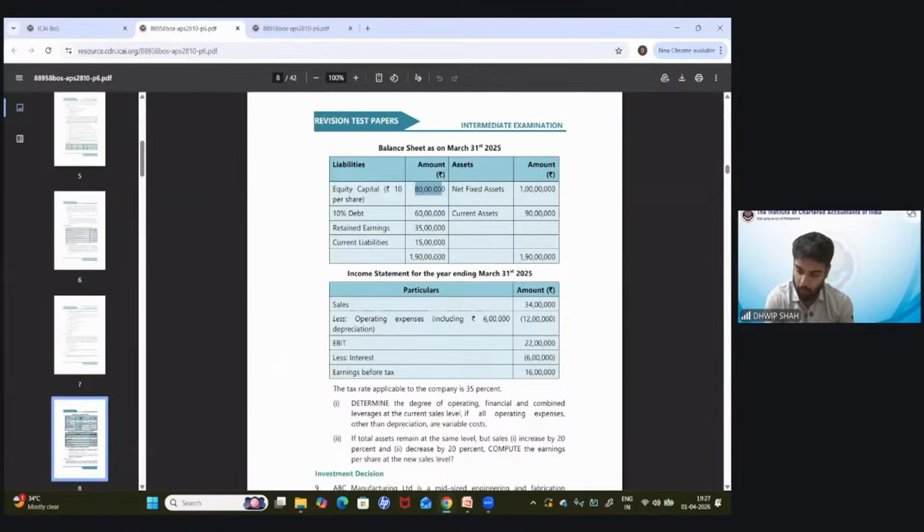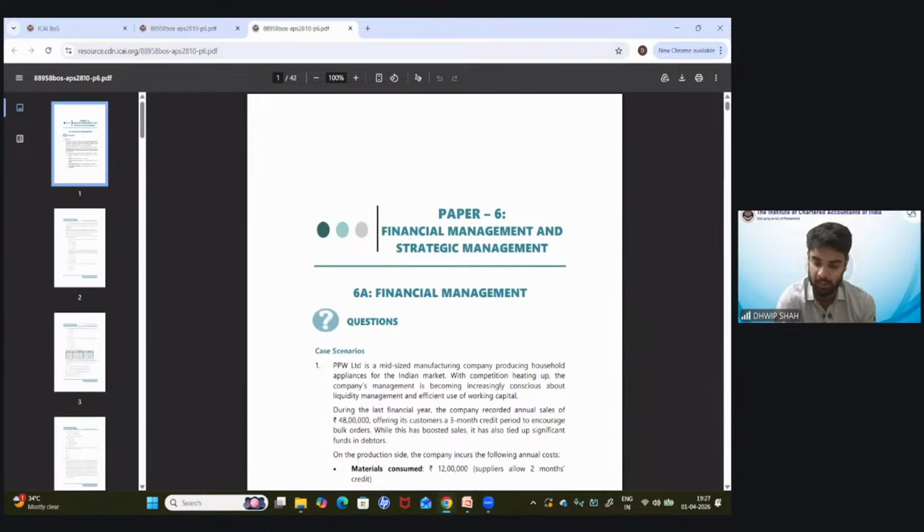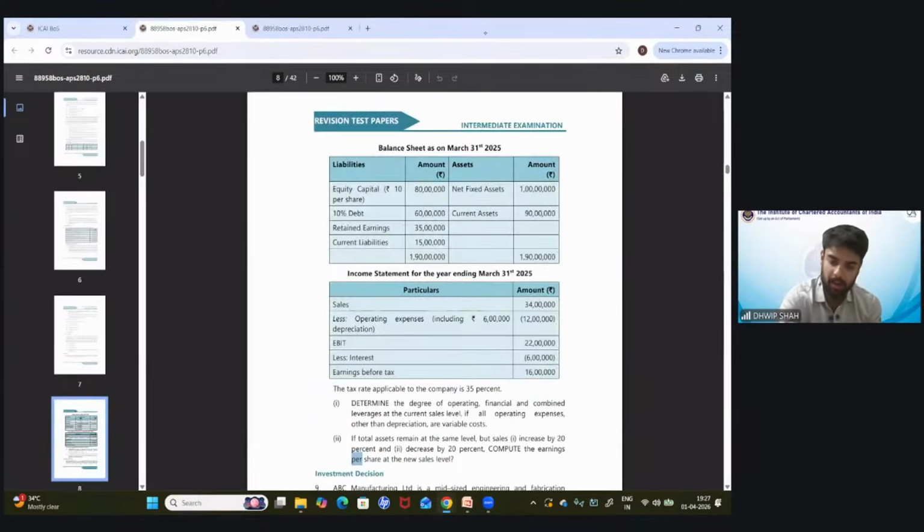See, उन्होंने पूछा है compute the earnings per share. Earnings per share कितने परसेंट से fluctuate होगा वो नहीं पूछा है. They have asked to calculate final EPS. Give us the revised EPS. This is what they have asked. Clear, students? Any queries?